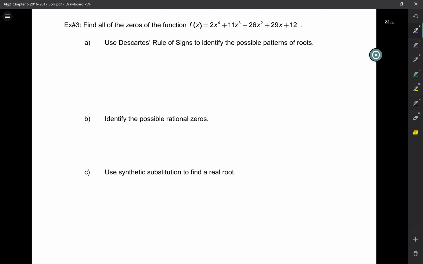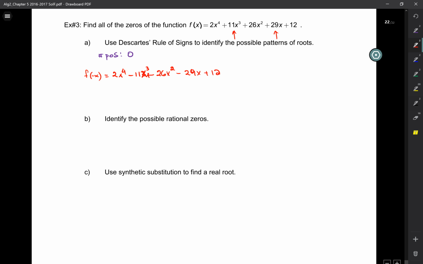Questions? All right, so Descartes' rule. Let's see how many times there is a sign change. For the first case, 0. So there are 0 positive roots. So let's do f of -x. We're going to change the signs of all of the odd exponents. So 2x to the 4 minus 11x cubed plus 26x squared minus 29x plus 12.